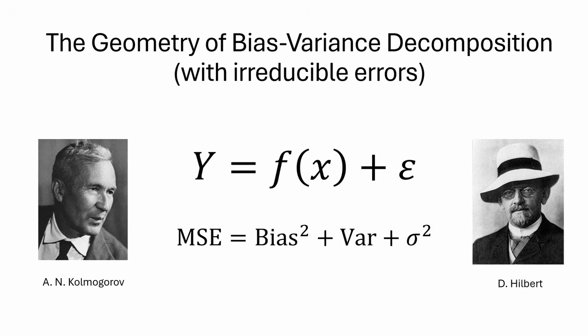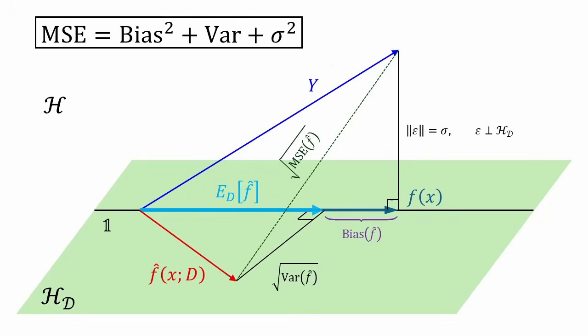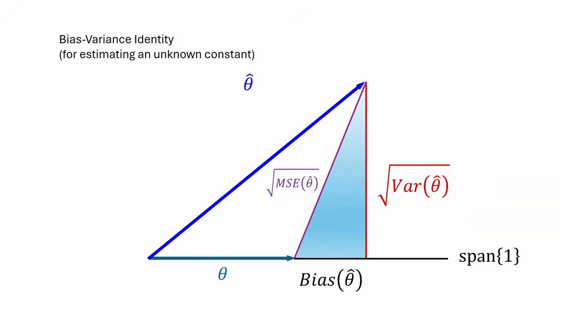Hello, today's video is going to be a short one. We're going to discuss the famous bias-variance decomposition in machine learning from a geometric viewpoint. This is a general relation for any sort of regression problem. We actually covered the bias-variance identity in one of our previous videos, link in the video description.